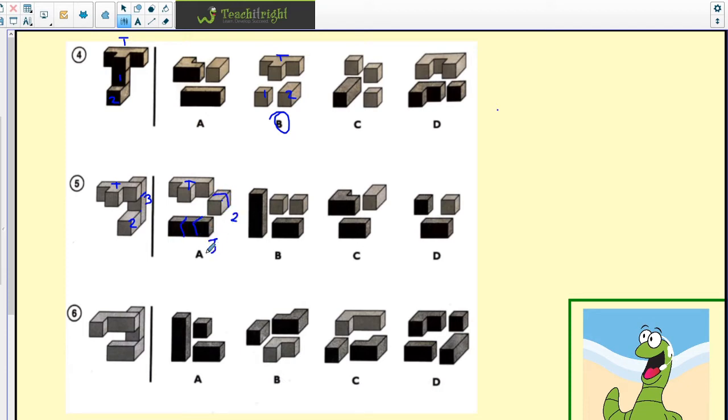So I found it. A is my answer. Number 6, again, I've got an L shape, but it's a 4L. Just to be clear, the L is the shape of the cube, so there's an L on its side, just to make it really clear.